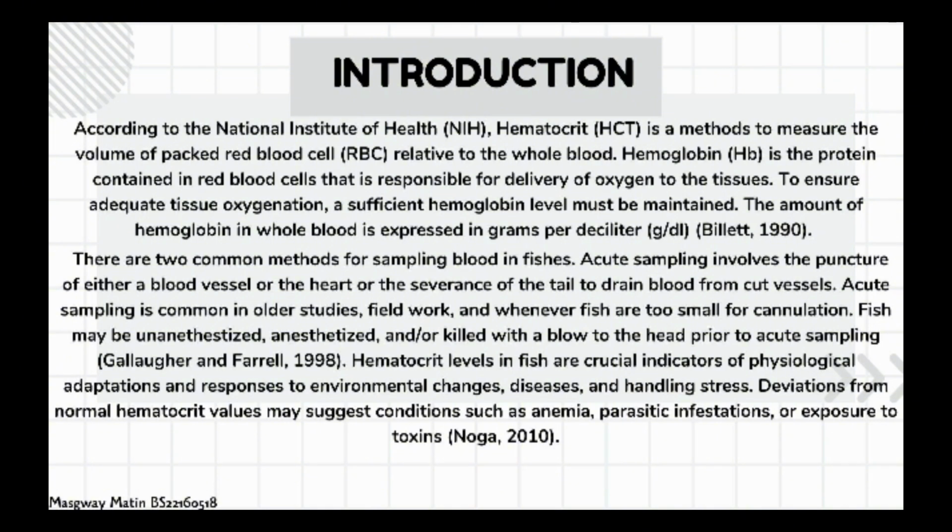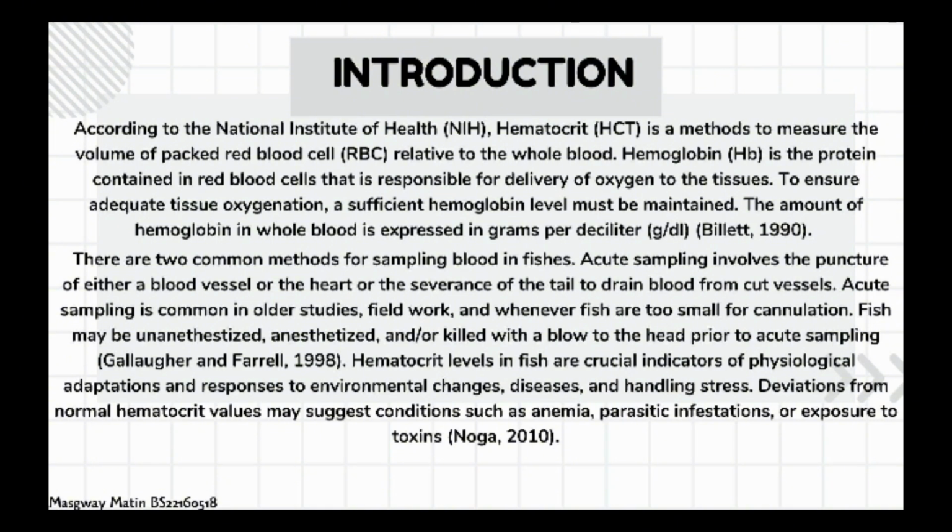There are two common methods of sampling blood in fishes. First is acute sampling, which involves the puncture of either a blood vessel or the heart, or the second one, the severance of the tail to drain blood from the cut vessel. The second one is common in field studies, or whenever fish are too small for cannulation. Fish may be anesthetized and/or killed with a blow to the head prior to acute sampling, according to Gallagher and Farrell, 1998.